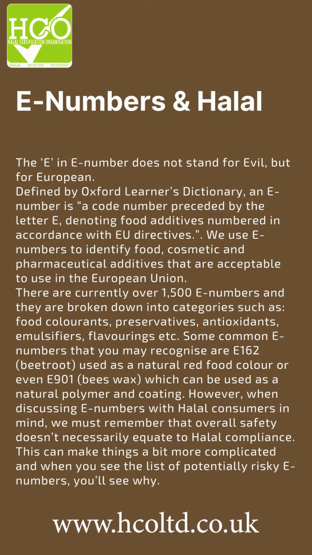There are currently over 1,500 E-numbers, and they are broken down into categories such as food colourants, preservatives, antioxidants, emulsifiers, flavourings, etc. Some common E-numbers that you may recognise are E162, beetroot, used as a natural red food colour, or even E901, which is beeswax, which can be used as a natural polymer and coating.